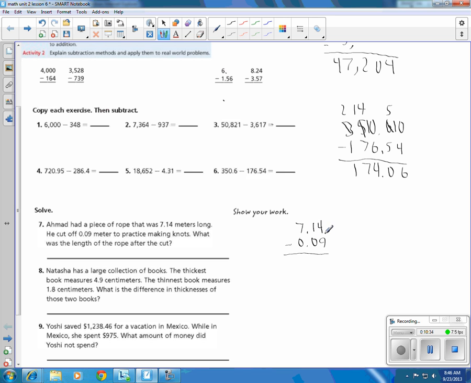Okay, once we write this down vertically, lining up our place values, decimals, we see that in the hundredths place we're going to have to borrow. So we'll come over here and ungroup that. So now we can do 14 minus 9 leaves me with 5, 0 minus 0. Bring down my decimal. Now 7 minus 0. Leaving us with 7 and 5/100ths. Remember, this was a measurement of the length of the rope, so we need to include our unit, which was meters.